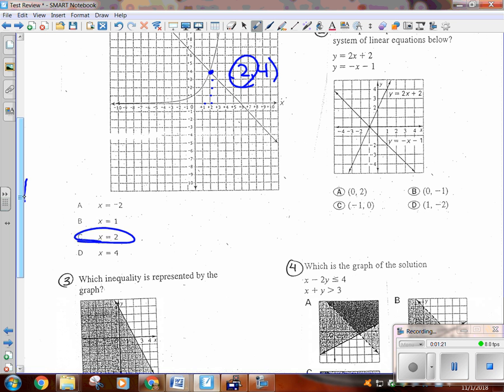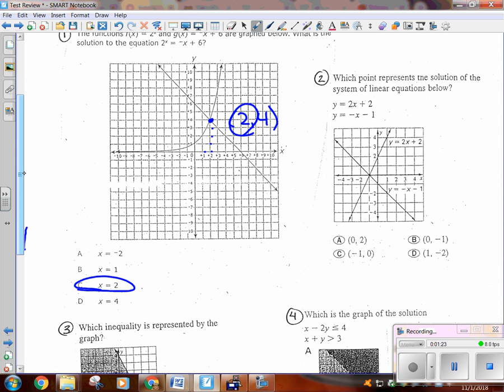Number 2, which one is the solution to the linear system? There we have a straight line, and I think we can see that we actually cross right here at -1 and up 0. So (-1, 0), C is correct.